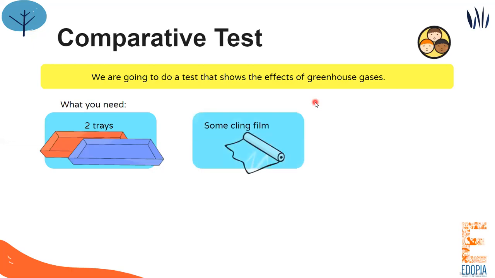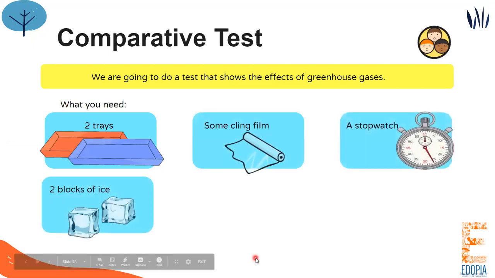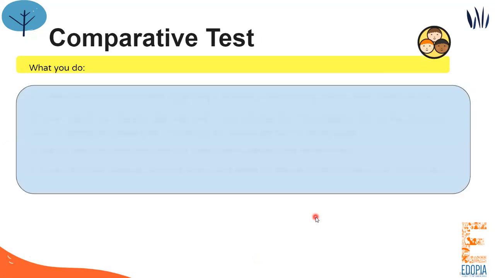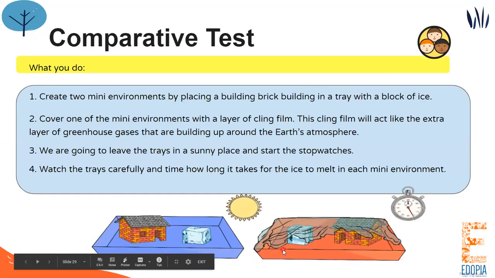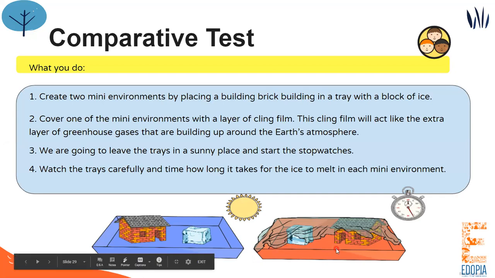So we did an experiment. We collected trays, some cling film, a stopwatch maybe, blocks of ice, and two building brick houses are optional, and then we needed a sunny day. So we took two trays, placed a block of ice in each of them, and then covered one tray with cling film. Then we put both the trays out in the sun to observe how long it takes for the ice to melt in each tray and which one melts faster.